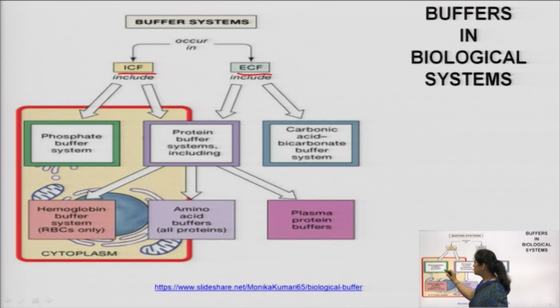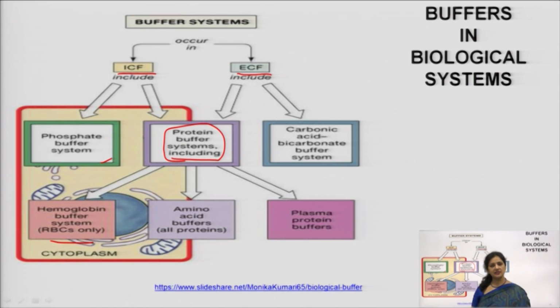ICF includes the phosphate buffer system as well as the protein buffer system. Protein buffer systems are further of many types present in our body. These are the hemoglobin buffer system, which is present in the RBCs, that is your red blood cells. Then we have amino acid buffer systems, and we also have plasma protein buffers. All these buffers are very important in the acid-base balance.